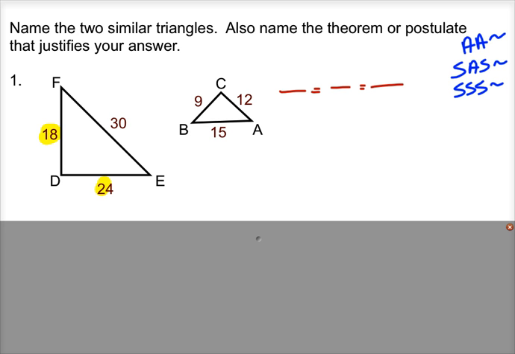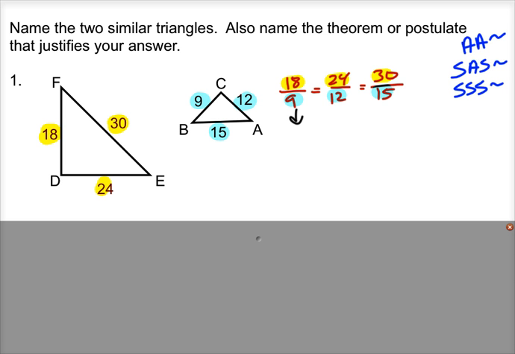I'm going to pick all the values from one triangle and put them all on the top, and I'm going to write them from smallest to largest. So it would be 18, 24, 30. Now I'm going to pick the three values from the other triangle, put those three on the bottom, and also write them from smallest to largest. So I have 9, 12, and 15. And let's check and see if they all reduce to the same value.